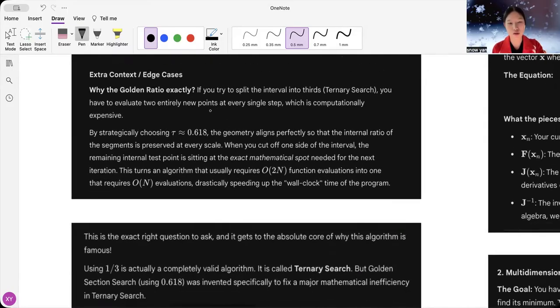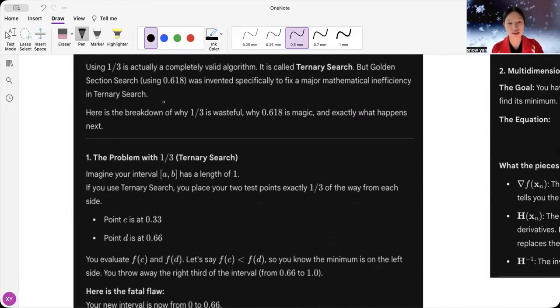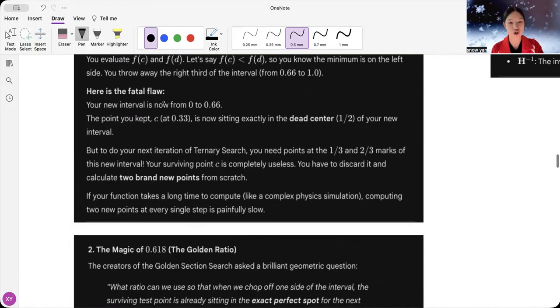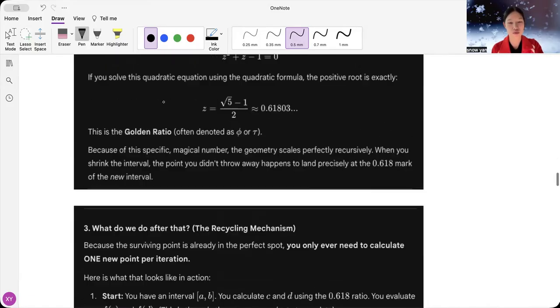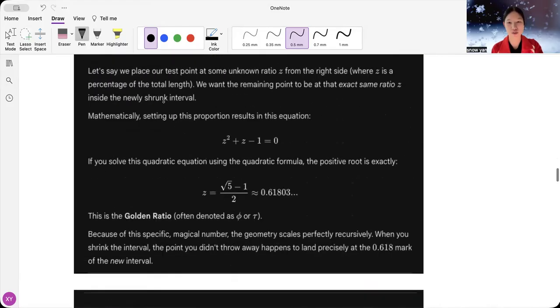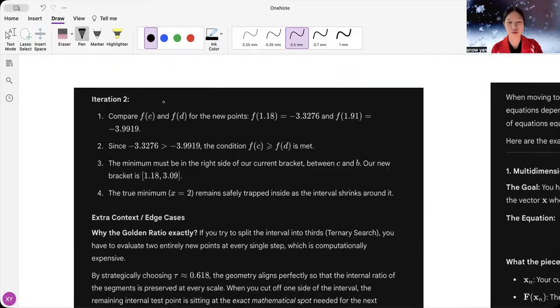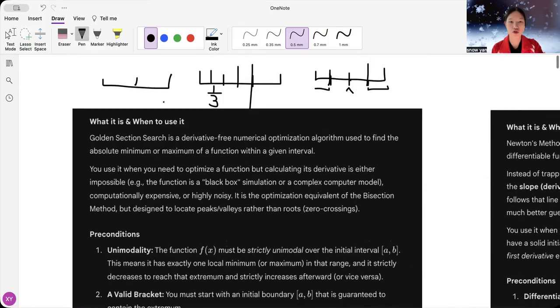This is basically why the golden ratio, I think I already explained it. The idea is the ternary search part, and this would be the proof of why we do that. Basically, we're cycling it, so we have to calculate one less value than before. Okay, so that covers golden section search.